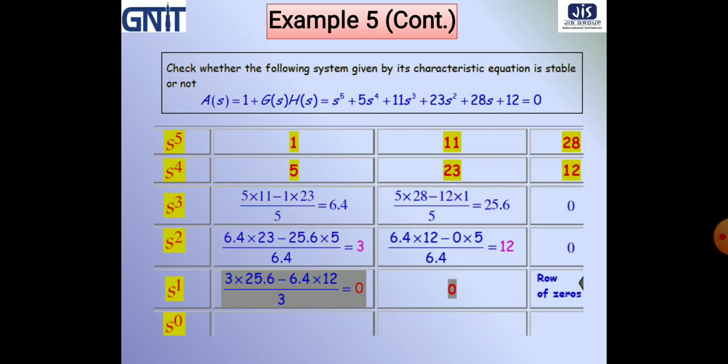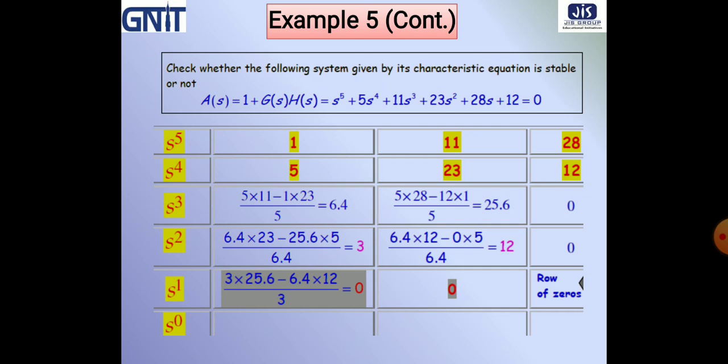Now let us take one example: check whether the system given by the characteristic equation is stable or not, where the characteristic equation is represented by 1 plus G(s)H(s). We all know that 1 plus G(s)H(s) equal to 0 is the characteristic equation. So the characteristic equation is given as s to the power 5 plus 5 s to the power 4 plus 11 s cube plus 23 s square plus 28 s plus 12 equal to 0.